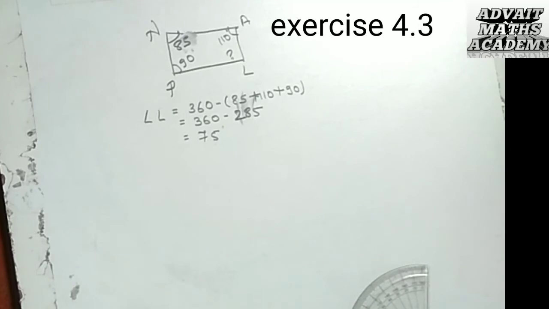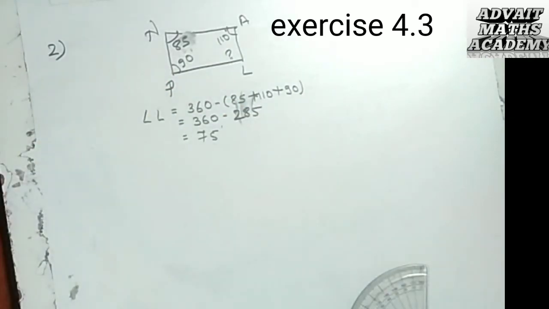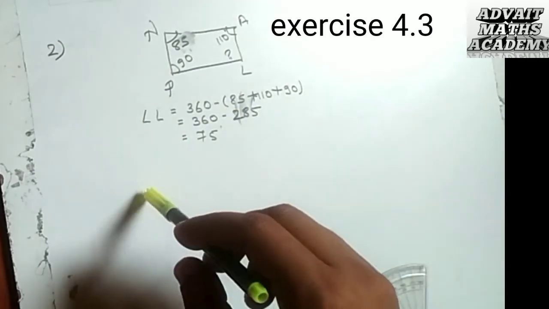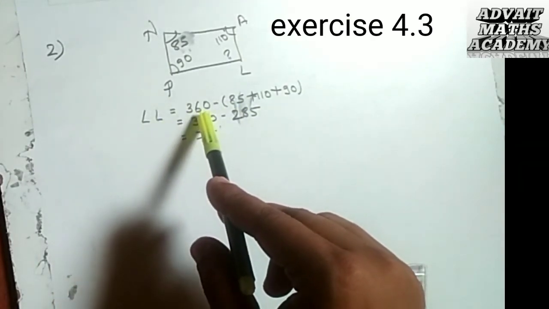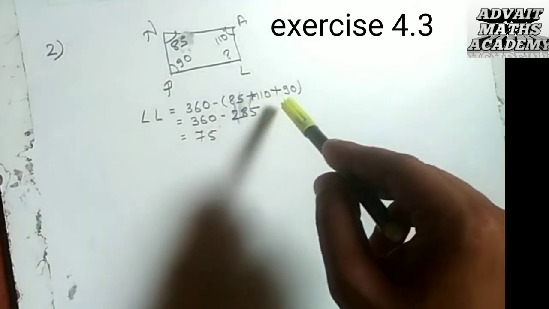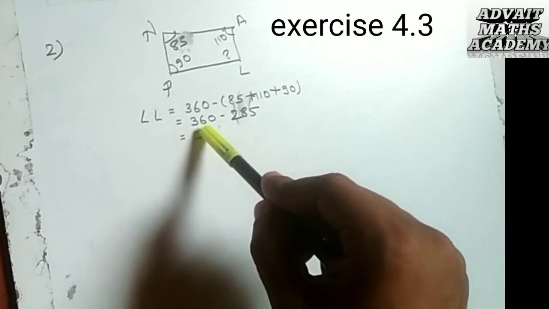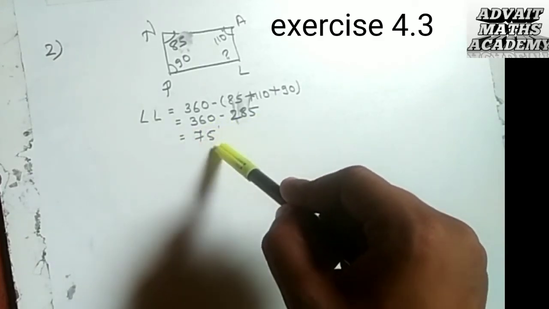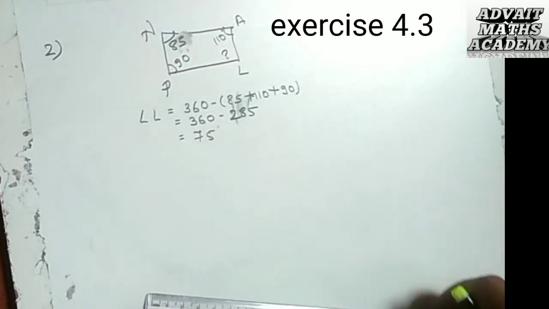Now see exercise number 4.3, second example. In that, L is not given. First we have to find L by the angle addition property. The angle L is equal to 360 minus (85 plus 110 plus 90), which is 360 minus 285, equal to 75 degrees. Then we get angle L as 75 degrees.